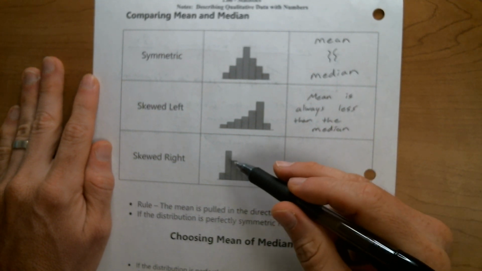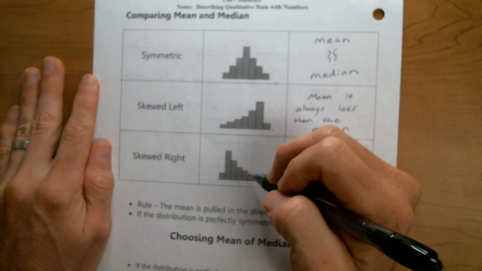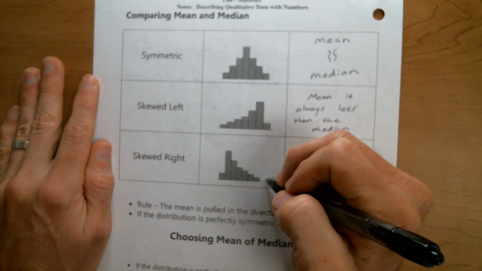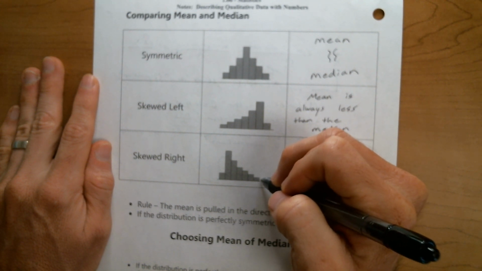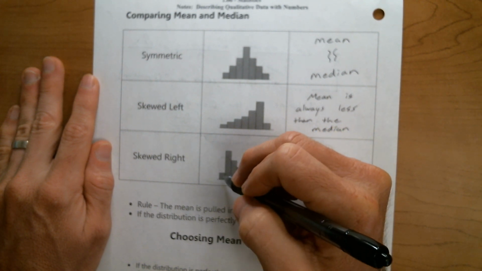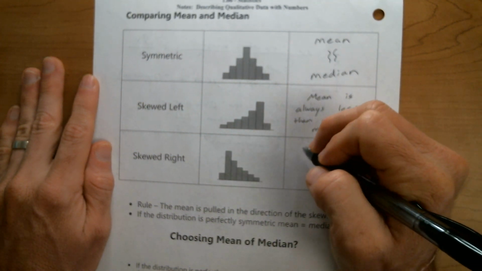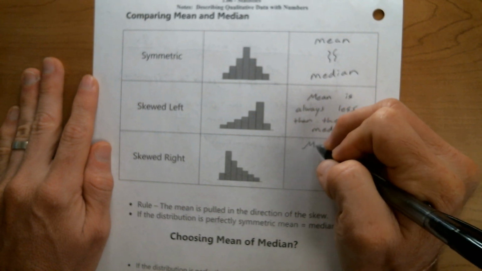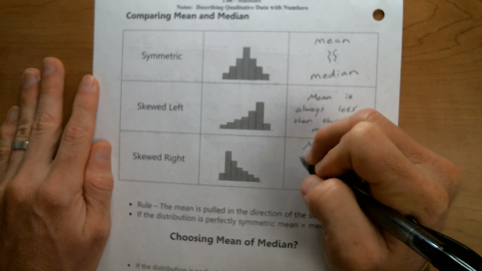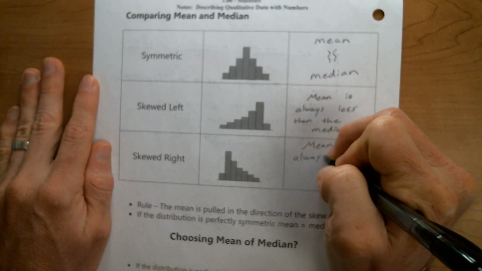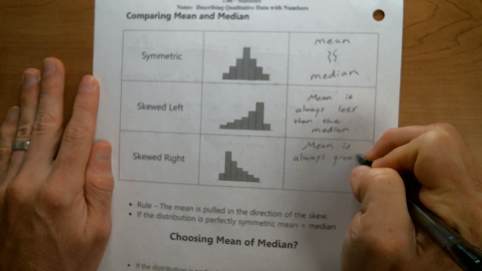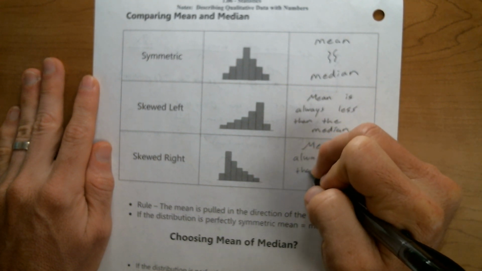Now skewed right, the exact opposite thing happens. The mean is going to get dragged up by these observations out at the end of the tail, whereas the 50% mark is probably going to be back in this section. So the mean is always greater than the median.